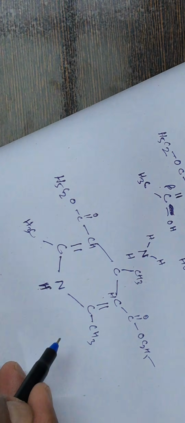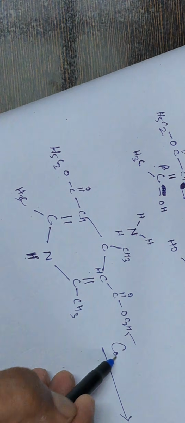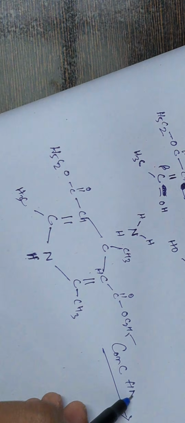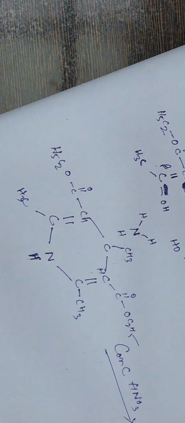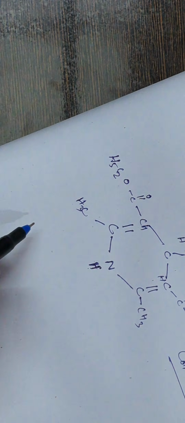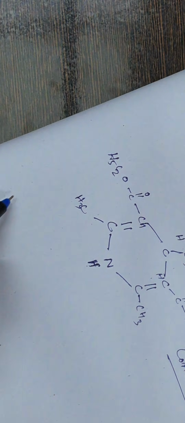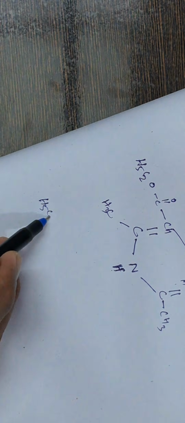I am supposed to perform an oxidation process, right? In that very process of oxidation, the reagent which I am trying to take is concentrated HNO3. This concentrated HNO3 will oxidize this one, and in that very process of oxidation the hydrogen will get removed, right? So what is left in the process? This is the one which is left in the process, right?